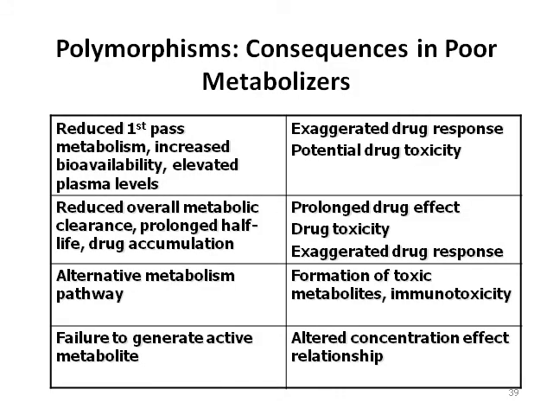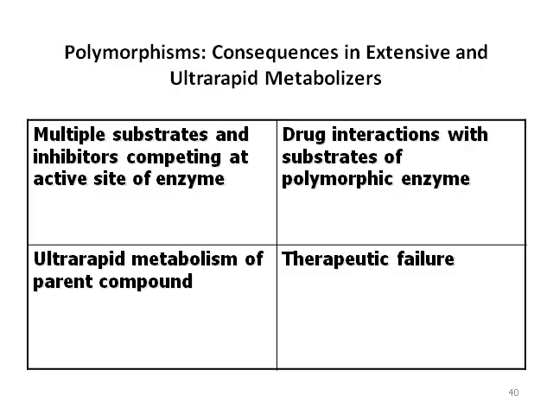Slide 62 basically tells us the consequence. With a poor metabolizer, generally what we find is there's an exaggerated drug response and more likely a chance for drug toxicity. The drug tends to stay around longer. We see that sometimes toxic metabolites are formed. There may be some problems associated with the immune system producing immunotoxicity. But generally what we see with poor metabolizers is more likely an exaggerated drug response.